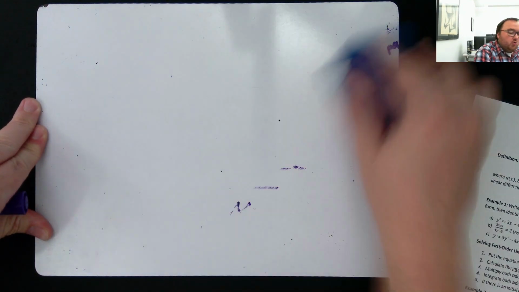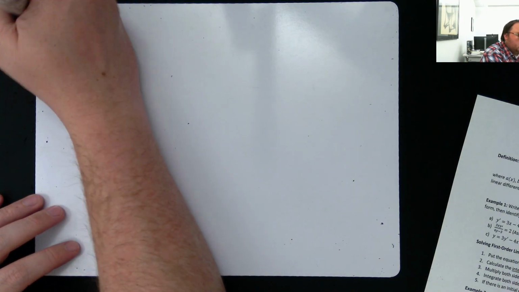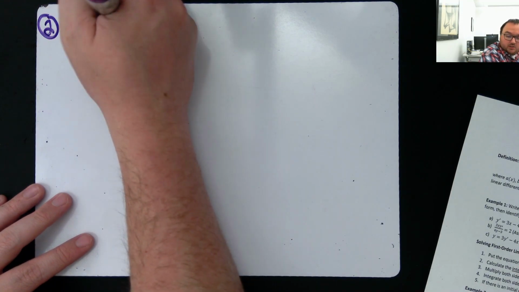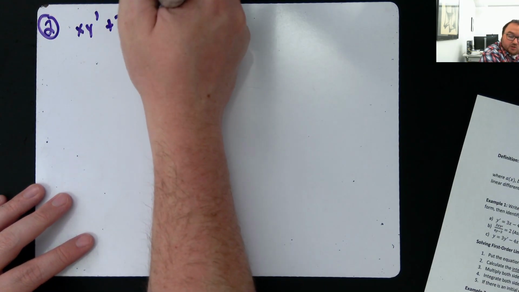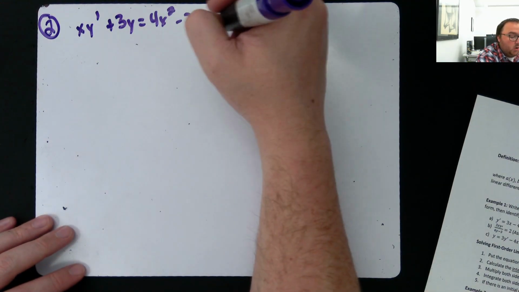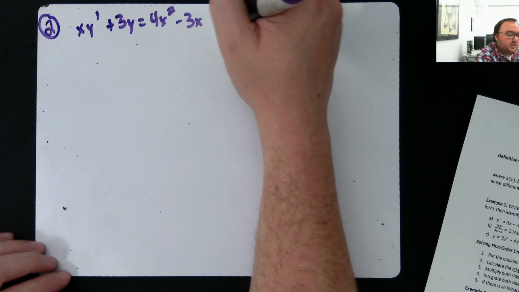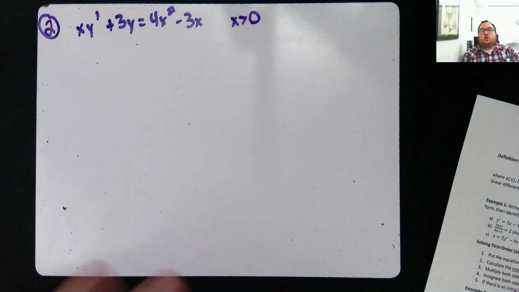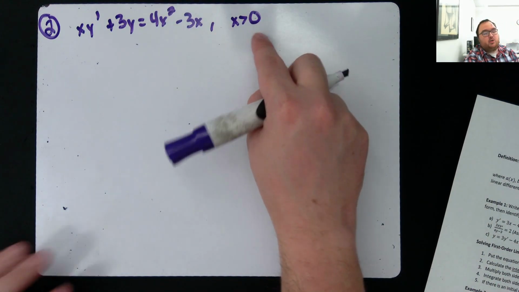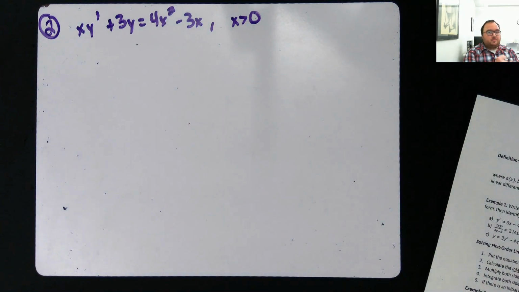Example number 2, because example 1 was writing it in standard form, right? So example 2. Find the general solution for the differential equation x y prime plus 3y equals 4x squared minus 3x. Again, notice on the note sheet for everybody who has it that x must be positive. I'm going to show you why when I get there, okay? But again, this doesn't change anything. I'm just going to show you why I've got to have that here.